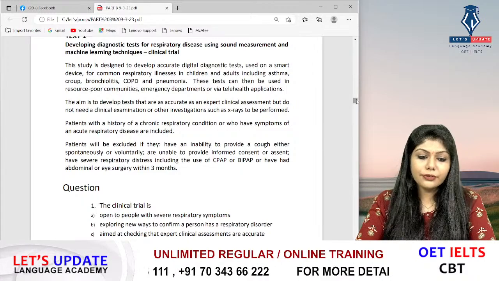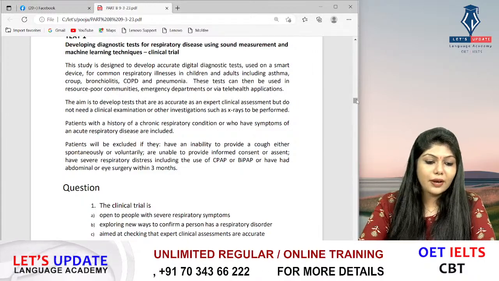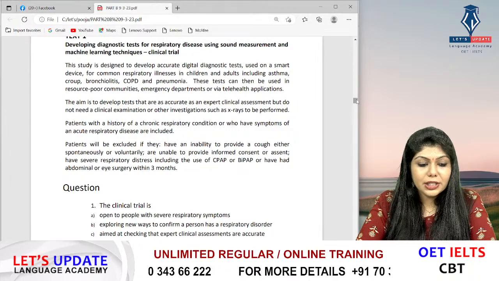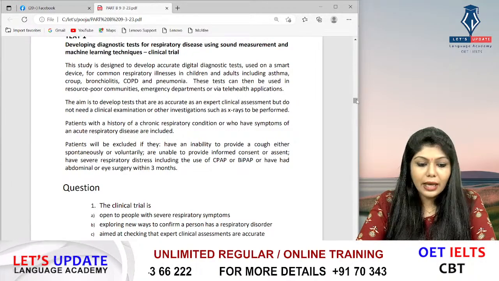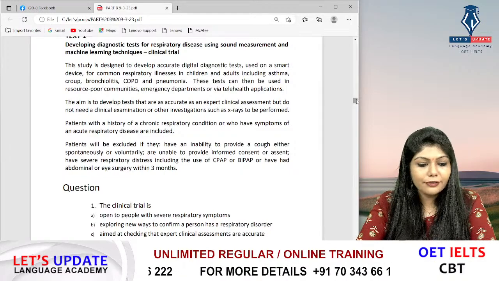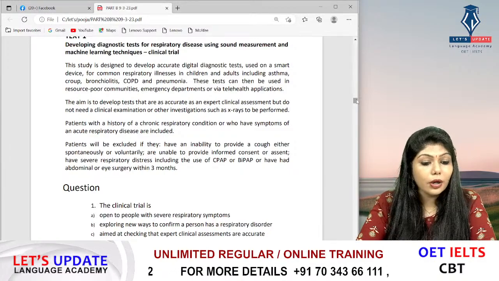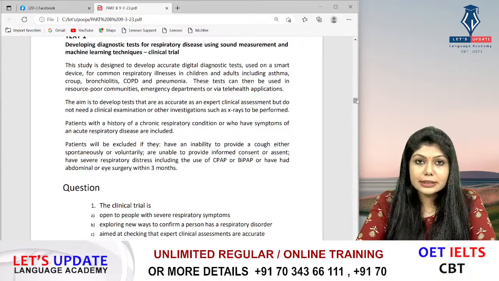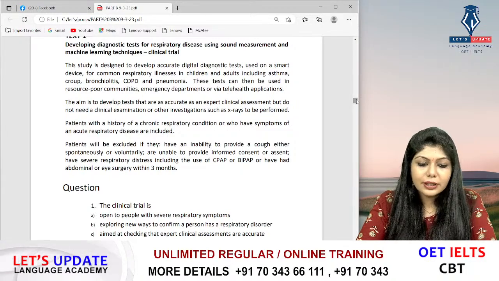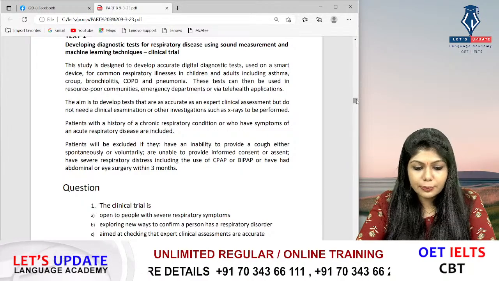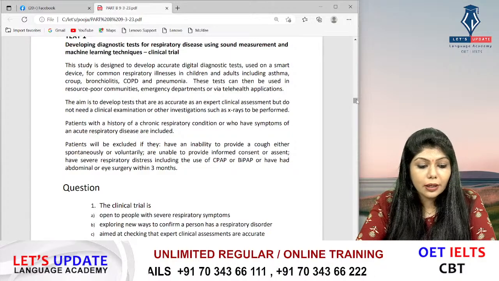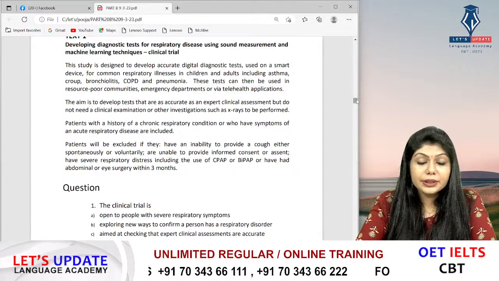Patients with a history of a chronic respiratory condition or who have symptoms of an acute respiratory disease are not included. Patients will be excluded if they have an inability to provide a cough either spontaneously or voluntarily, are unable to provide informed consent or assent, have severe respiratory distress including the use of CPAP or BiPAP, or have had abdominal or eye surgery within 3 months.